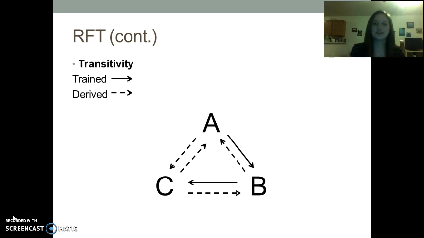So finally, there's transitivity, which gets a little bit more complicated. First, we need to teach the learner that B is the same as C, so using the same thing as symmetry, what I just explained, and then the learner will derive that C is the same as B as well. And after that, transitivity comes into place where the learner derives that C is the same as A, and A is the same as C.